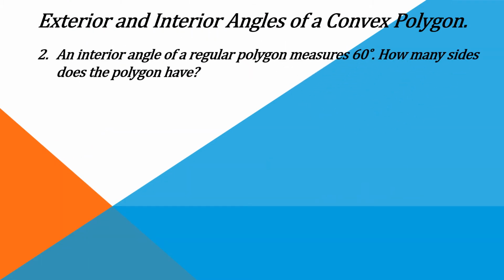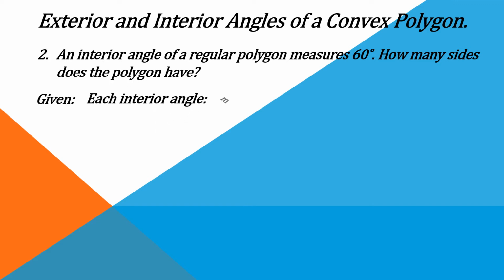Number 2 problem. An interior angle of a regular polygon measures 60 degrees. How many sides does the polygon have? So in this problem, we have a regular polygon and the interior angle measures 60 degrees. And we are required to find how many sides the polygon has.